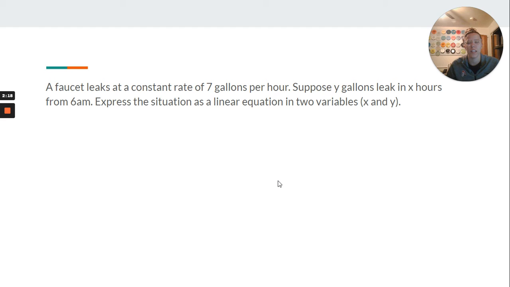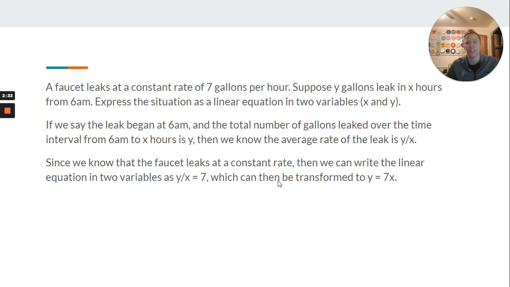Okay, next one. A faucet leaks at a constant rate of 7 gallons per hour. Suppose y gallons leak in x hours from 6 a.m. Express the situation as a linear equation in 2 variables, x and y. If we say the leak began at 6 and the total number of gallons leaked over the time interval from 6 to x is y, then we know the average rate of the leak is y over x. So again, we can write it as y over x equals 7, which is the rate, which can then be rewritten as y equals 7x.